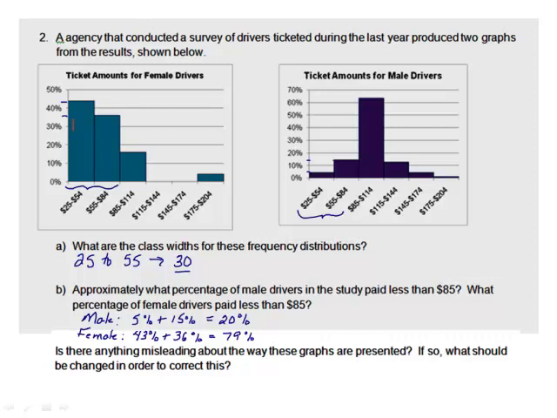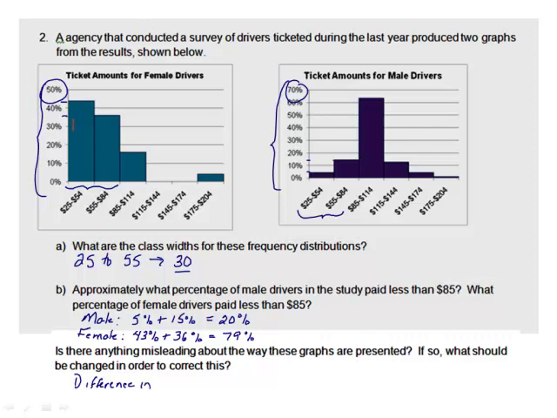The last question here is, is there anything misleading about the way these graphs are presented? And if so, what should be changed in order to correct this? Well, since we've got the 2 graphs that are comparing ticket amounts for females and males, look at the differences between them. And specifically on these 2, look at the differences in what's at the top of that vertical scale. Females, it's 50%. For males, it's 70%.